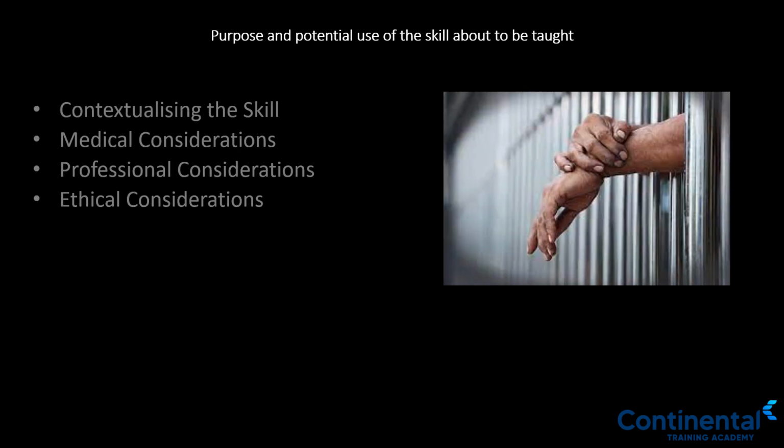Explaining the purpose and potential use of a physical intervention skill before teaching it is crucial for ensuring learners understand not only how to perform the skill, but also when and why it should be used. So this understanding is essential for ensuring that physical interventions are carried out legally, ethically, professionally, and safely. Begin by presenting a scenario or circumstance that is relevant to the learner's work environment where the physical intervention technique might be necessary.